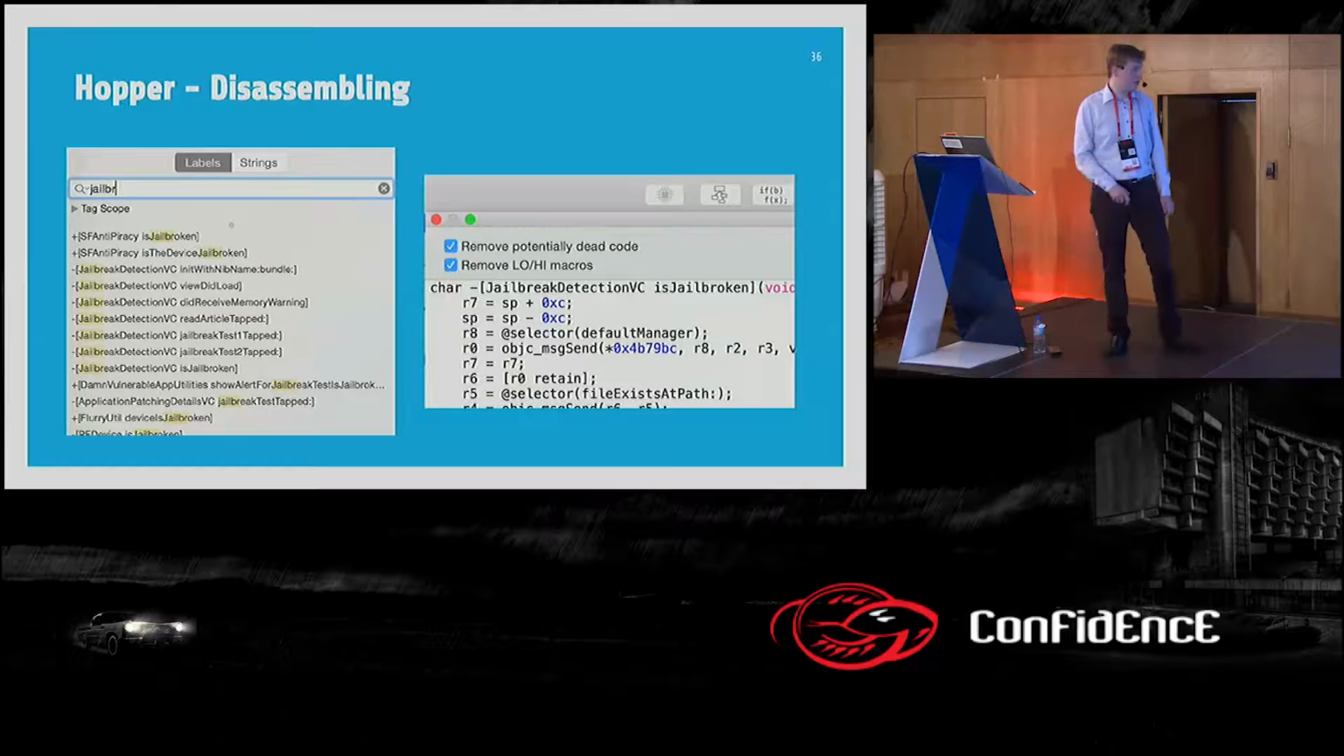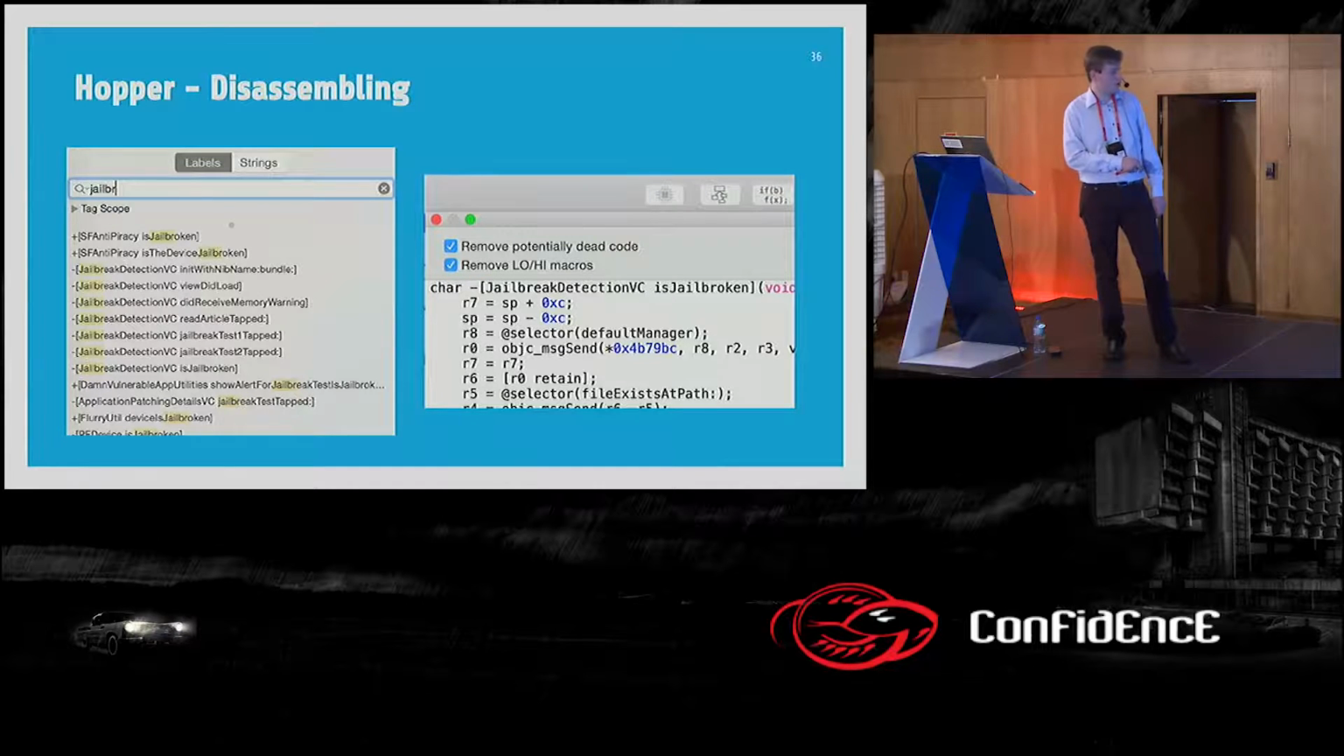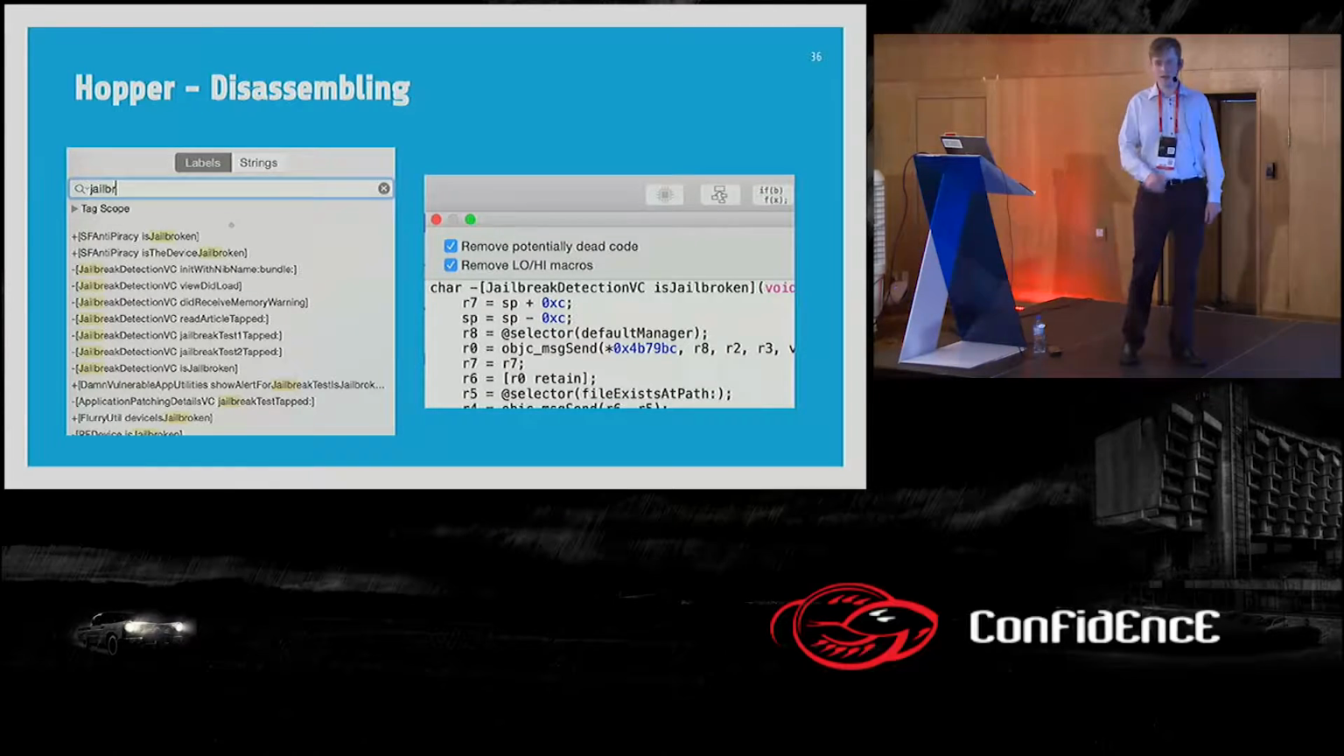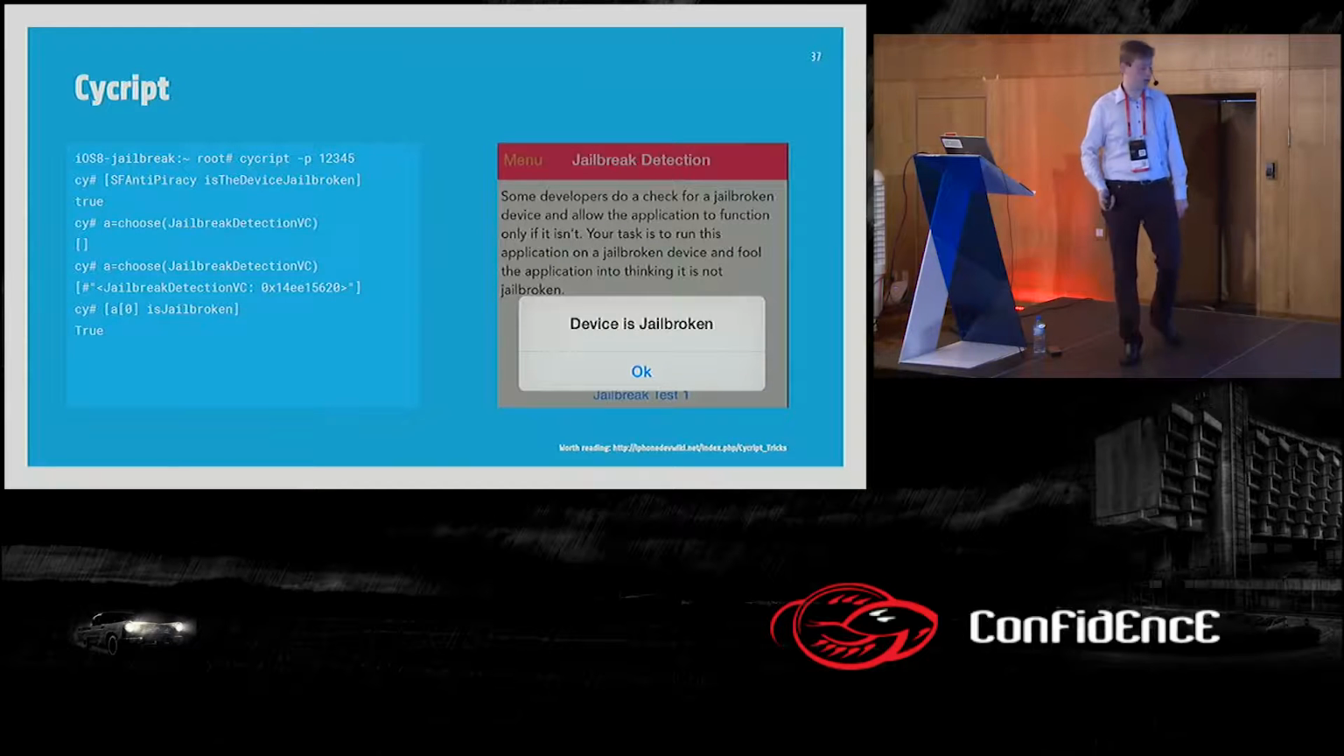We launched our binary in Hopper. On the left-hand side of Hopper, you will have the search pane, and you start typing jailbreak. So you can see that there are two classes, SFAntiPiracy and JailbreakDetectionVC. You can also decompile the class. It also gives you the return type. So we can see that there are a couple of methods used there. OK, good. So we now know that probably some of those methods are used to detect the jailbreak.